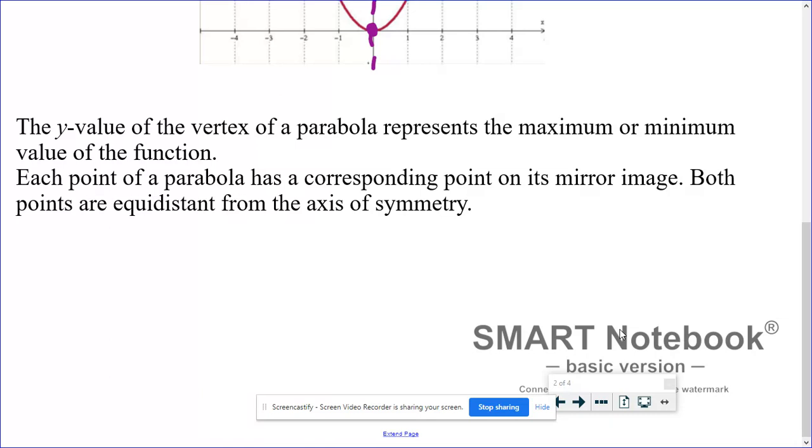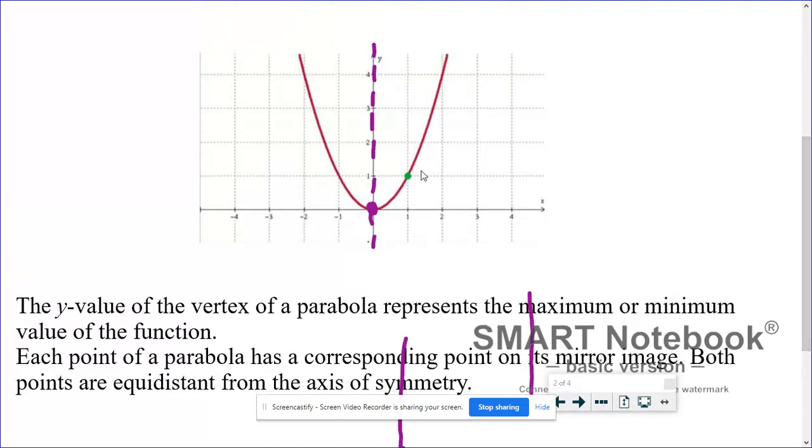Each point of a parabola has a corresponding point on its mirror image. Both points are equidistant from the axis of symmetry. So for instance, this point highlighted here has a mirror image on this side. They are equidistant, meaning it's the same distance to the axis of symmetry, which is 1 unit in this case.